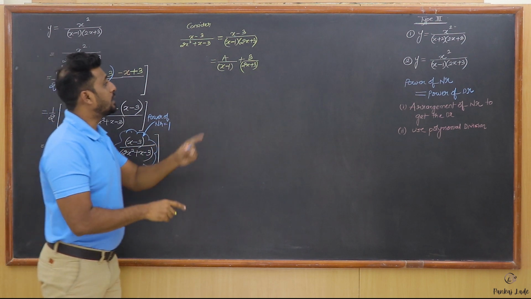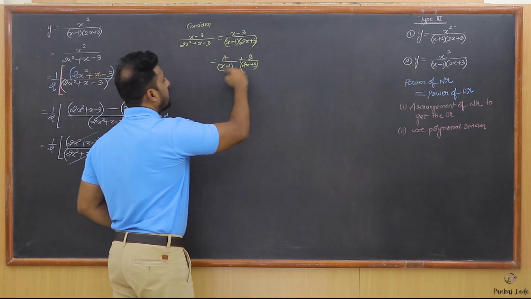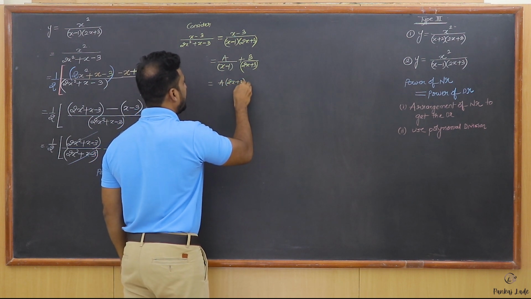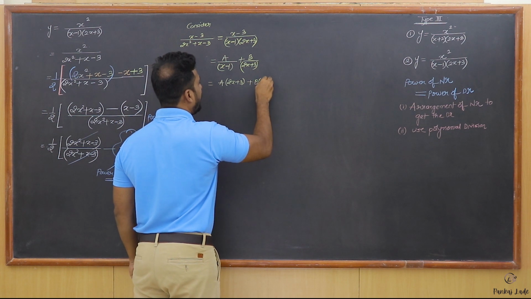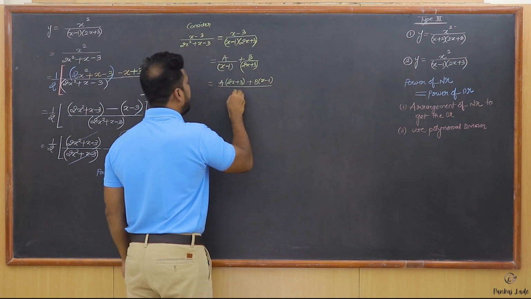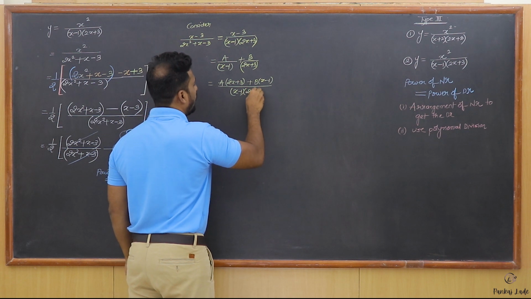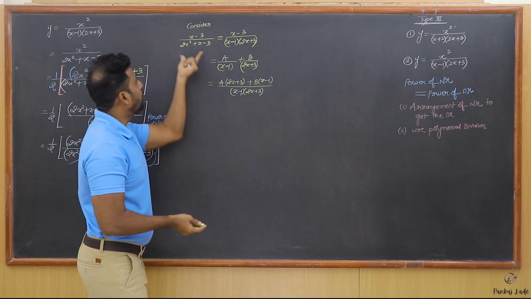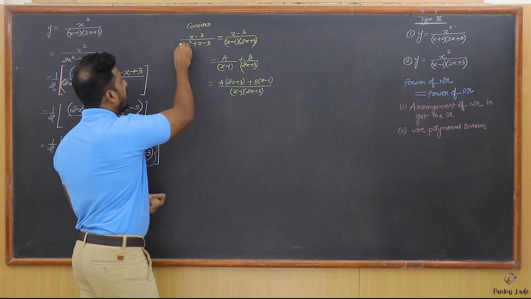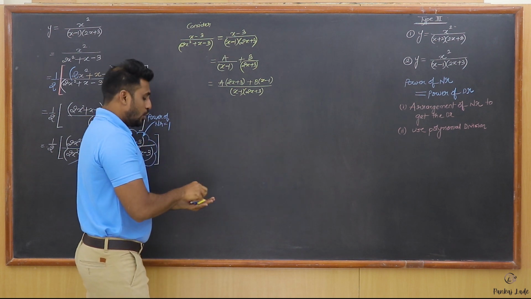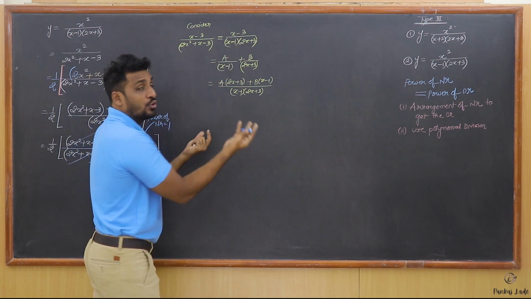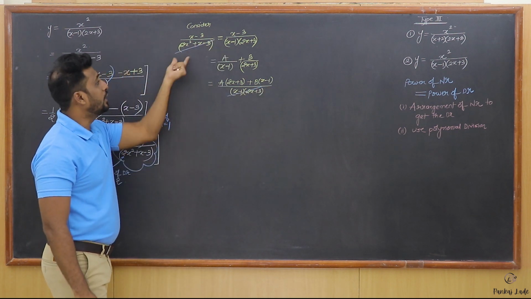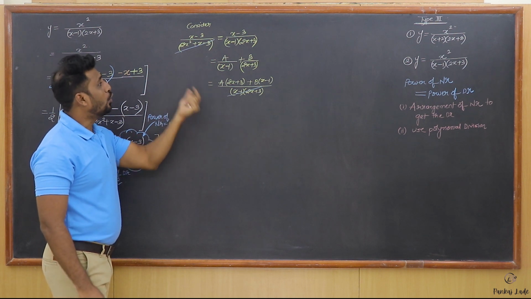So let's do the cross multiplication. So you get a into 2x plus 3 plus b into x minus 1, whole divided by x minus 1 and 2x plus 3. Now, you know that this x minus 1 multiplied with 2x plus 3 is definitely going to be this term, isn't it? 2x square plus x minus 3. This and this are exactly the same. So the two denominators from the left and the right are going to cancel each other, isn't it?